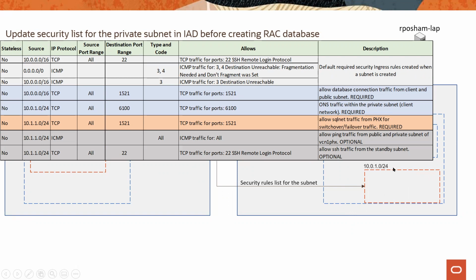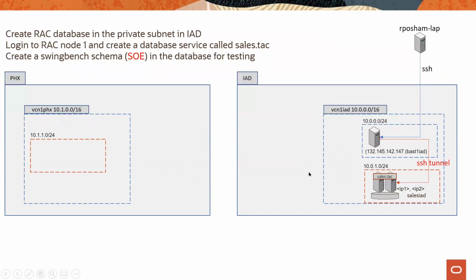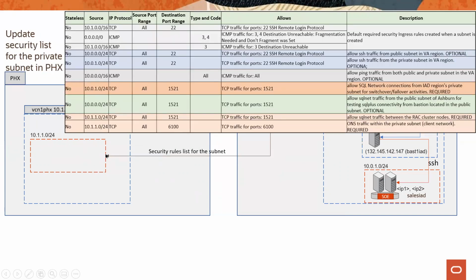The next one after that is we need to set up these security lists before we create the standby, before we create the primary database. So I already went over this in my other video. So these are some of the key things that you need to do. Then after that, before you create the standby database, you need to do the similar thing for the VCN in Phoenix. So these are the security rules.